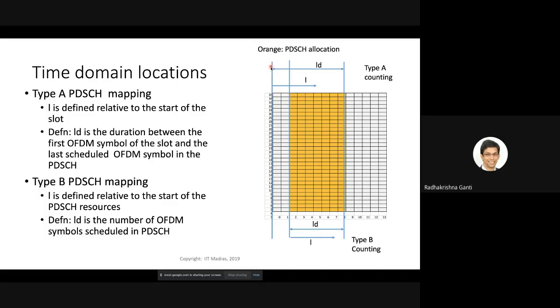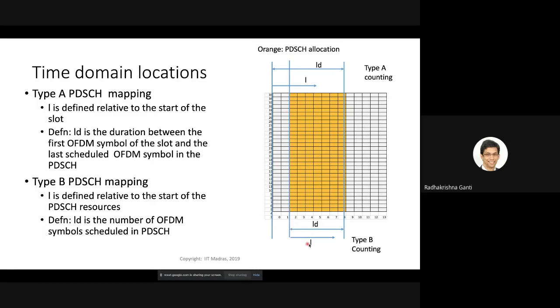Okay, you should always start with this for type A. Type B, on the other hand, the counting always starts relative to the PDSCH allocation. Suppose this orange is the PDSCH allocation. This is what is allocated to the user. Then the counting always starts with respect to the starting of the PDSCH allocation. So it starts at this point.